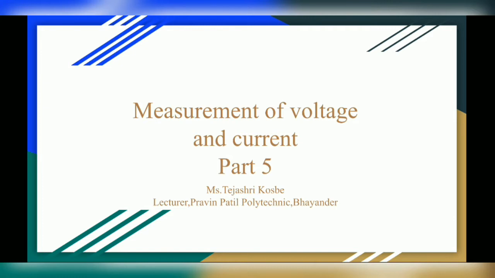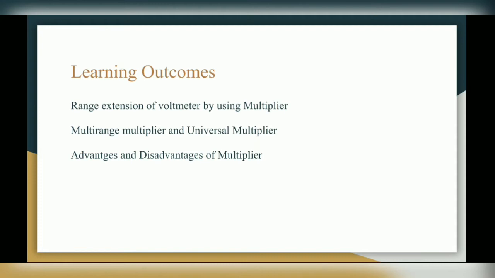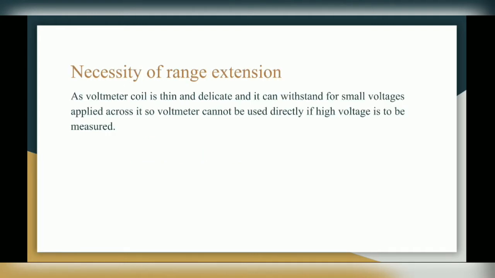Today's topic is measurement of voltage and current, part 5. Learning outcomes: in this video, you will learn about range extension of voltmeter by using multiplier, multi-range multiplier and universal multiplier, and advantages and disadvantages of multiplier.